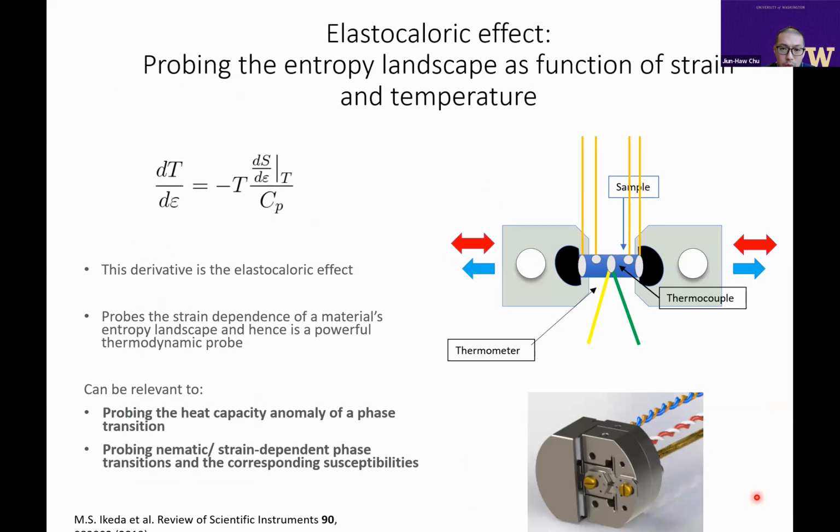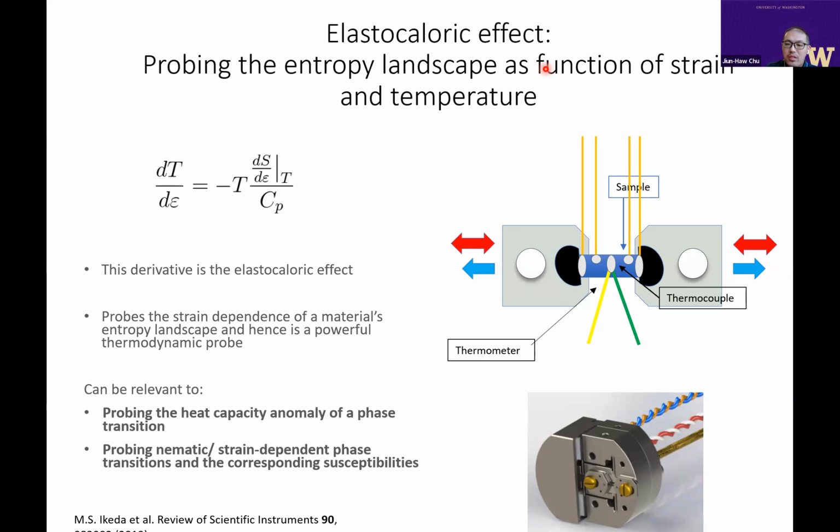Okay, so we have also done another measurement, which is called the elastocaloric effect, where you're applying a small oscillating strain, and then you see how the temperature oscillates, induced by this small oscillation. So you're basically measuring the change of temperature induced by strain in an adiabatic condition. And this is a way of probing the entropy landscape of your system. So there are two elastocaloric effects that are relevant in our context.